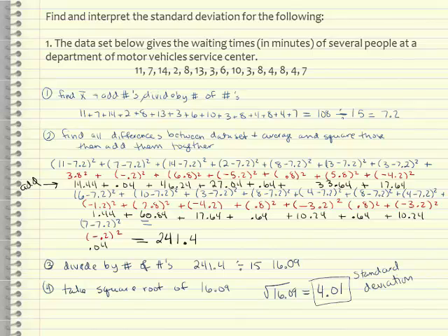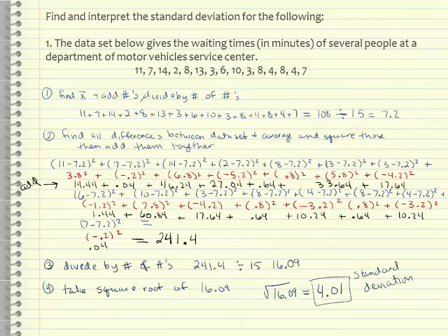Basically what that says is anything within 4 minutes of the center is a normal wait time. Anything outside of that is either really long or really short. That's basically what standard deviation tells us.